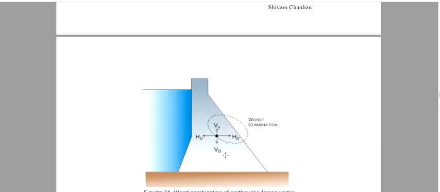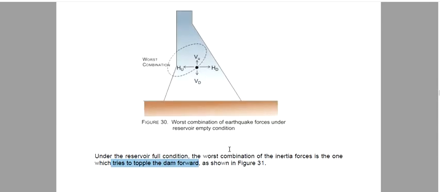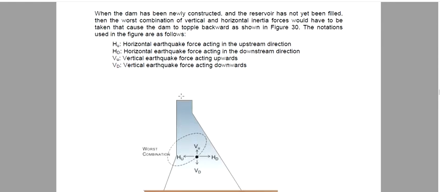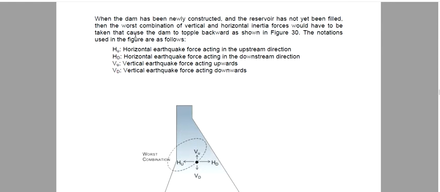But in the previous case, as you can see in the previous diagram, the vertical earthquake force in the upward direction and the horizontal earthquake pressure in the upstream direction are making the worst combination under reservoir empty condition, and these are trying to cause the dam to topple backward. So these are the worst combination cases.